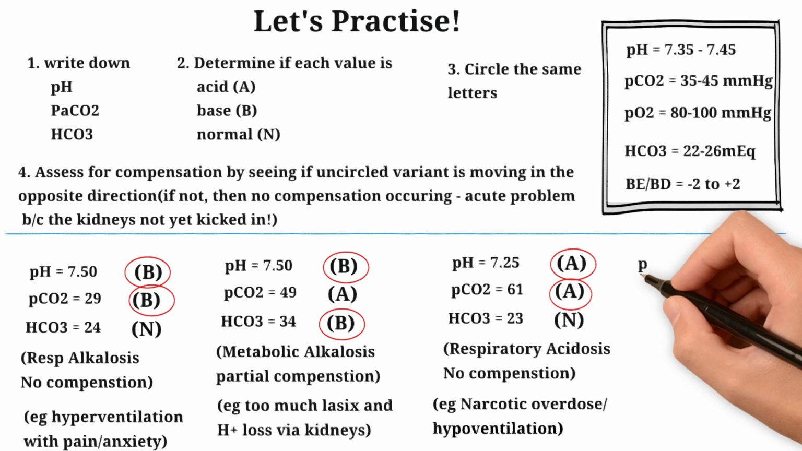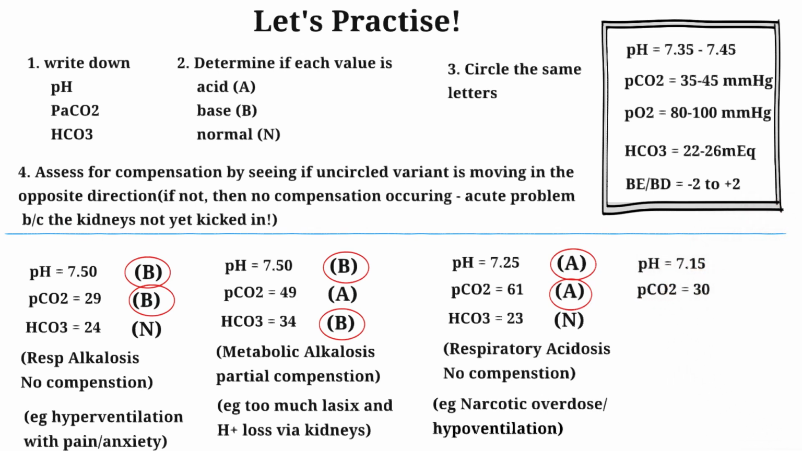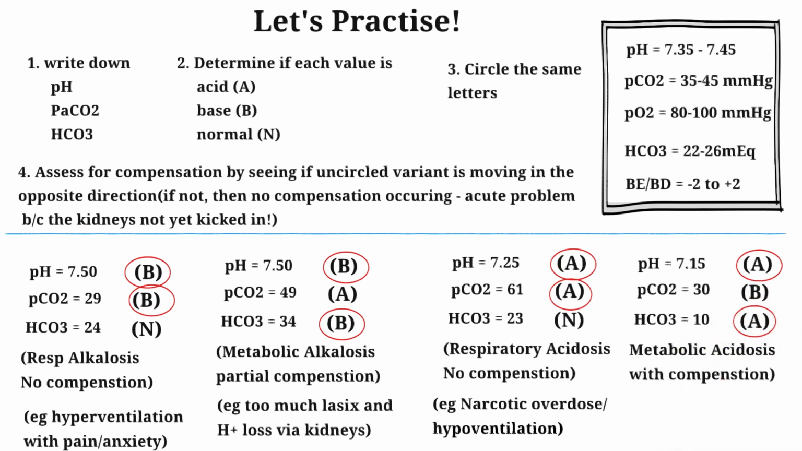Our final one, pH 7.15, CO2 is 30, bicarb is 10. So we've got an acid, a base, and then our bicarb is low, so we have an acid. So in this instance, because both the pH and the bicarb are the same, acidotic, we've got a metabolic acidosis going on, and we can notice that we have some compensation. So an instance of this, a classic case would be your diabetic ketoacidosis with some partial compensation, trying to blow off the CO2. So take a screenshot of that if you like, get your camera out.